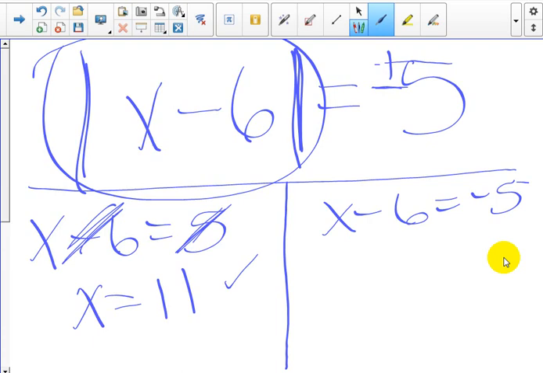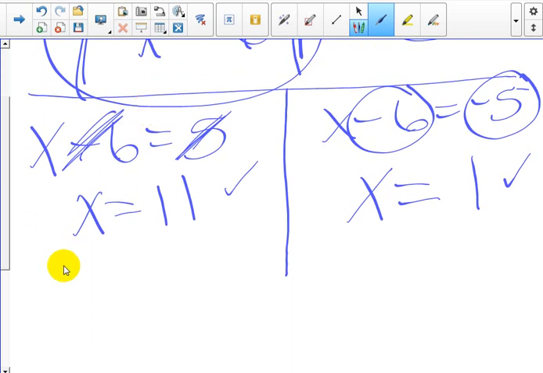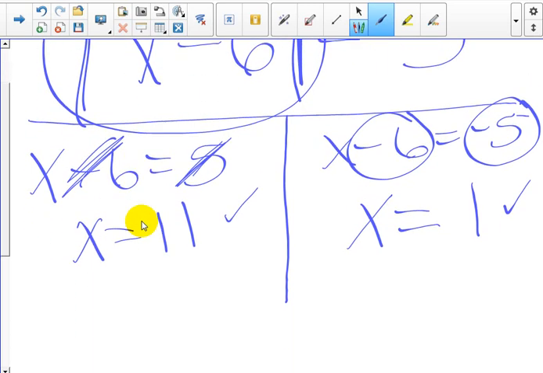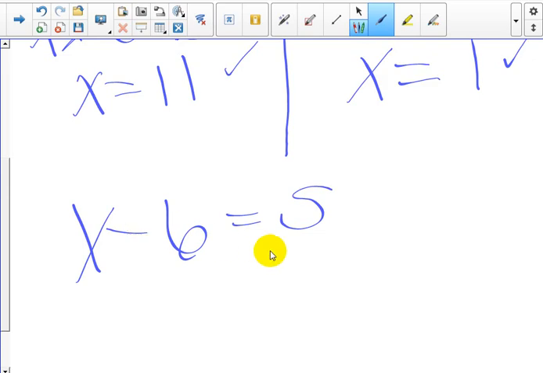Now let's solve this side. Add a positive 6 to each side, and you're going to get that x equals 1. So these should be our 2 answers. But how can we be sure? Well, you plug it back into the original equation and see if it makes a true statement. So we've got the absolute value of x minus 6 equals 5. We said the 2 answers were 11 and 1, so we're going to check this. Let's plug in our 11.